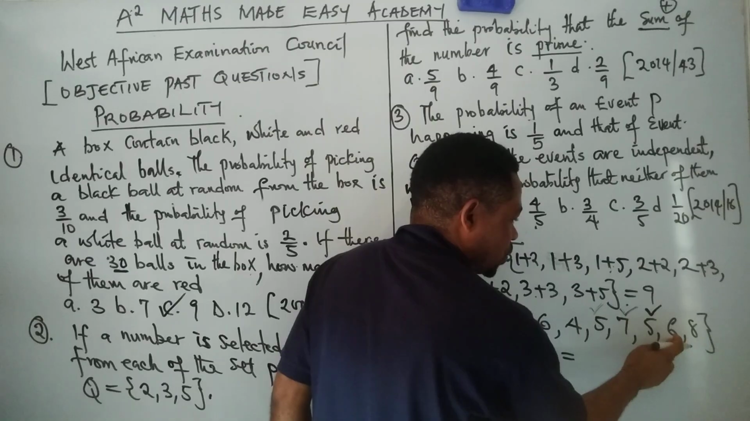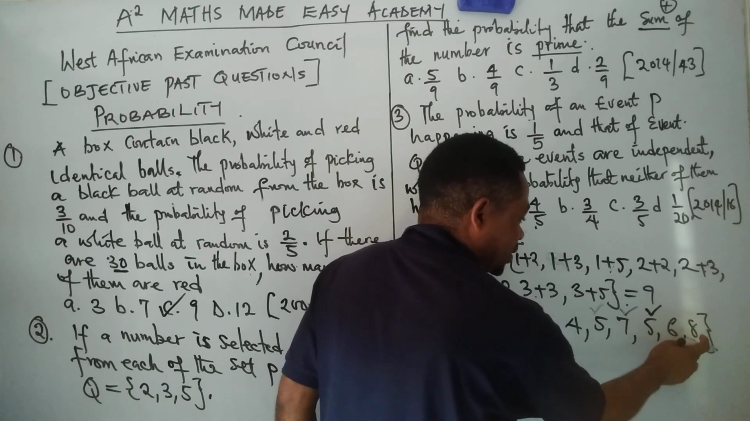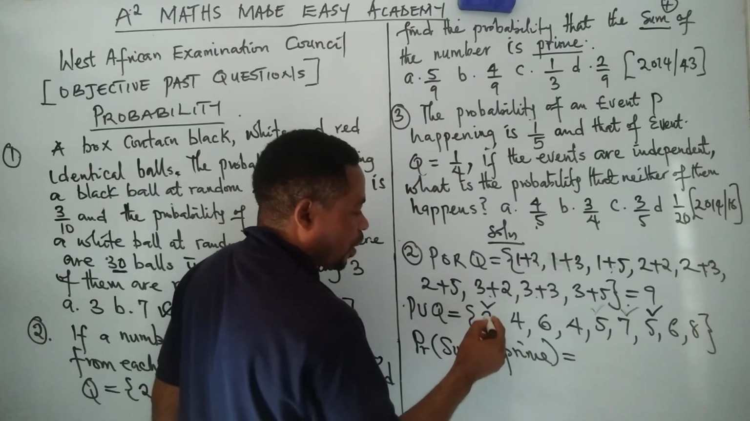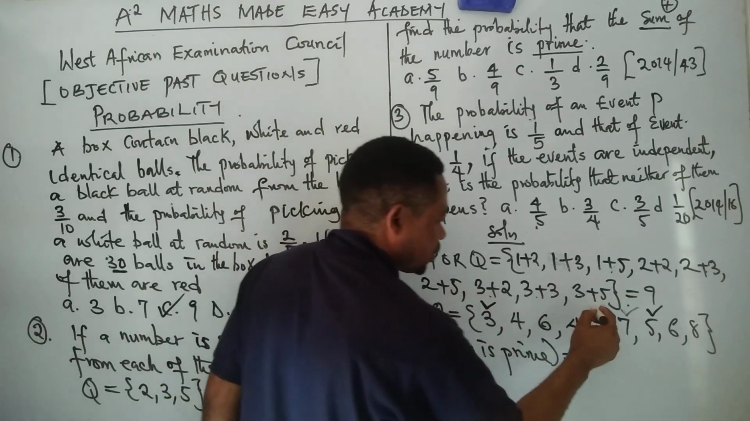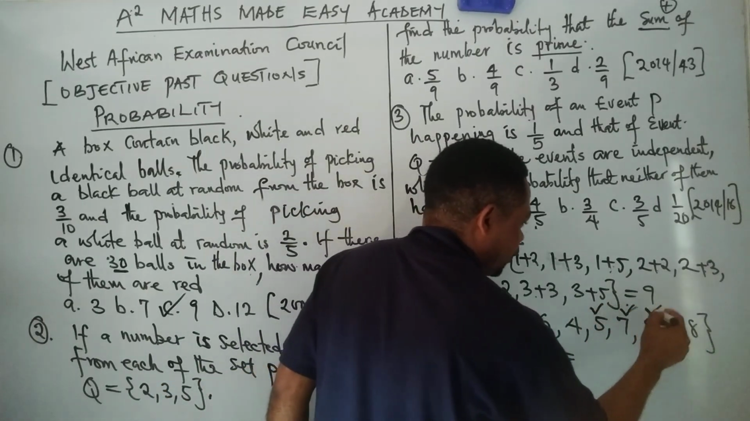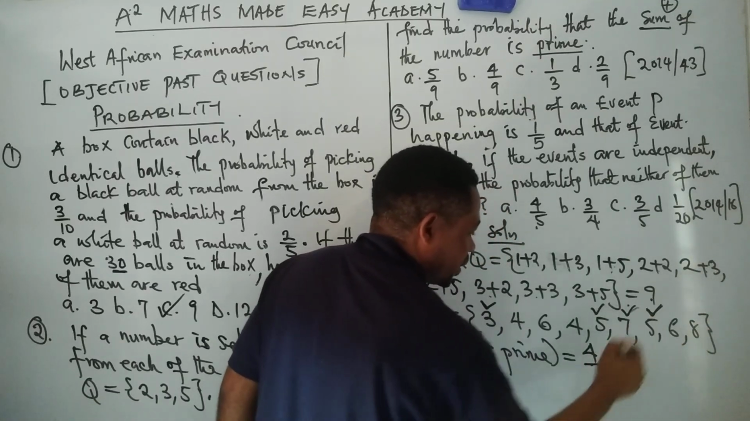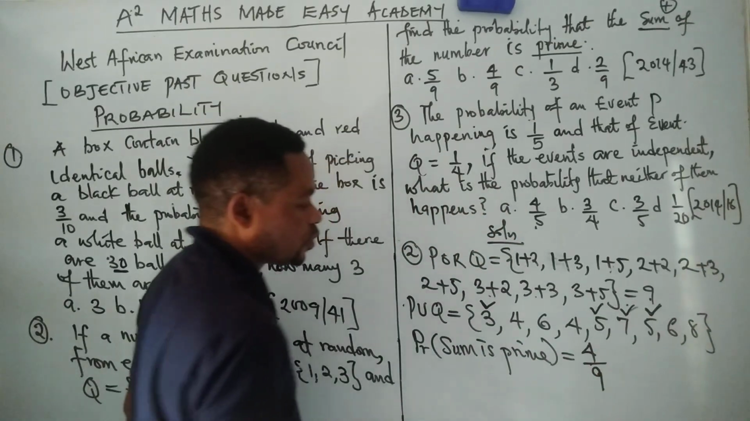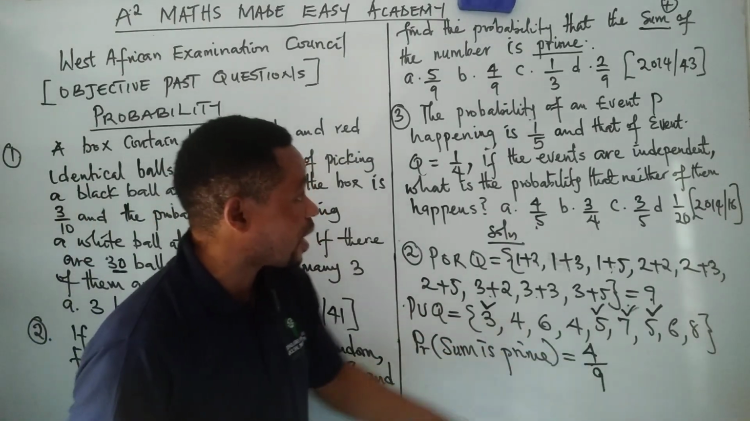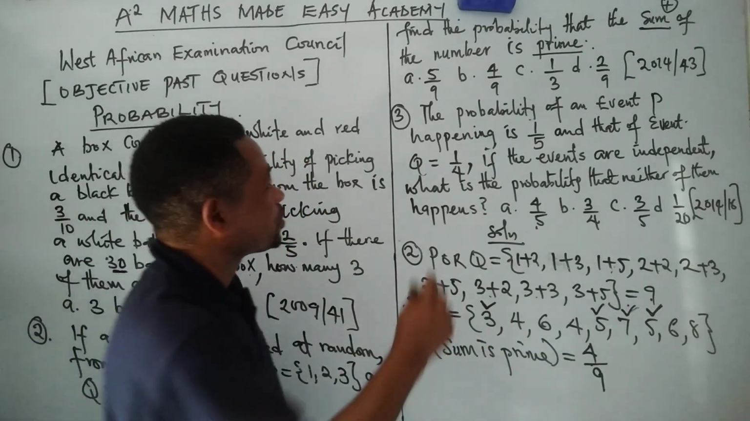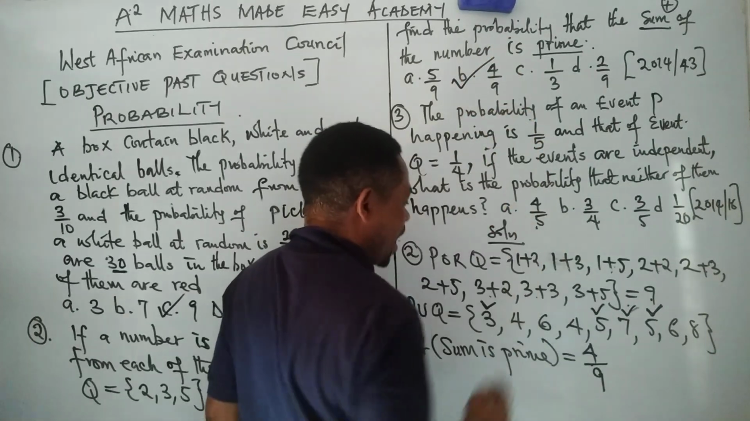Do we accept 6? No. 6 is not a prime number. 8 is not a prime number. Now let's count the number of occurrences. 1, 2, 3, 4. Wow. How many? 4. Divided by the total. What is the total? The total is 9. So which means the answer is 4 over 9. Do we have 4 over 9 in the options? Wow. Option what? B. Are you with me now?